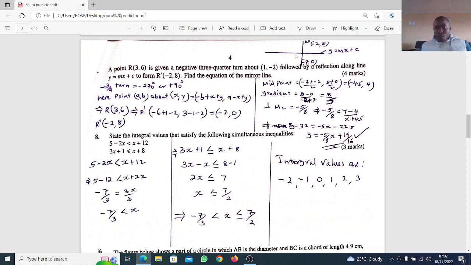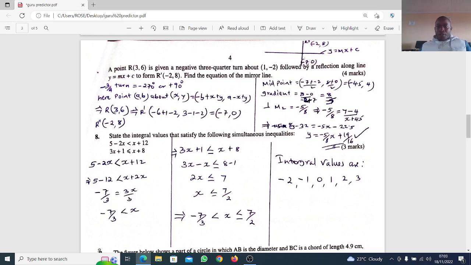Therefore, if this was the line of reflection, and you have a point (-7, 0) and its image here, we need the line. The line of reflection is perpendicular to the line joining the point and its image. When they are perpendicular, the product of the gradients, m1 times m2, gives you -1. So we can easily find the gradient of this line, because we have these two points.